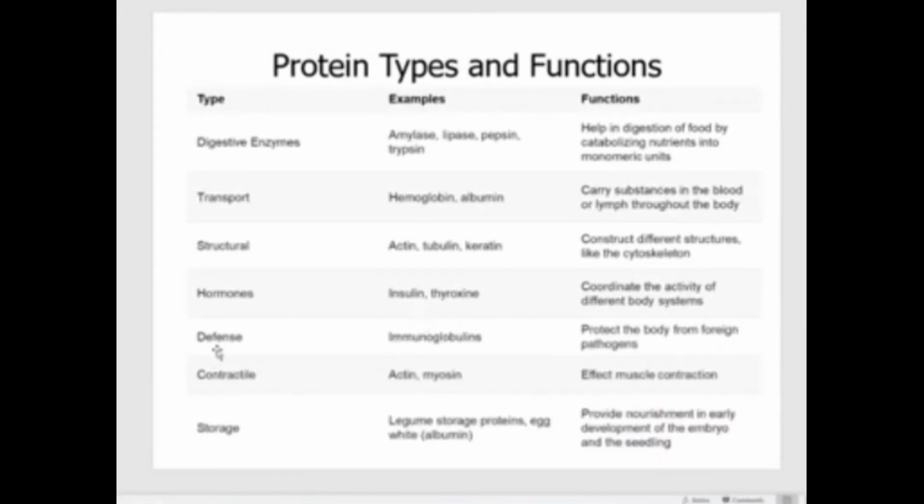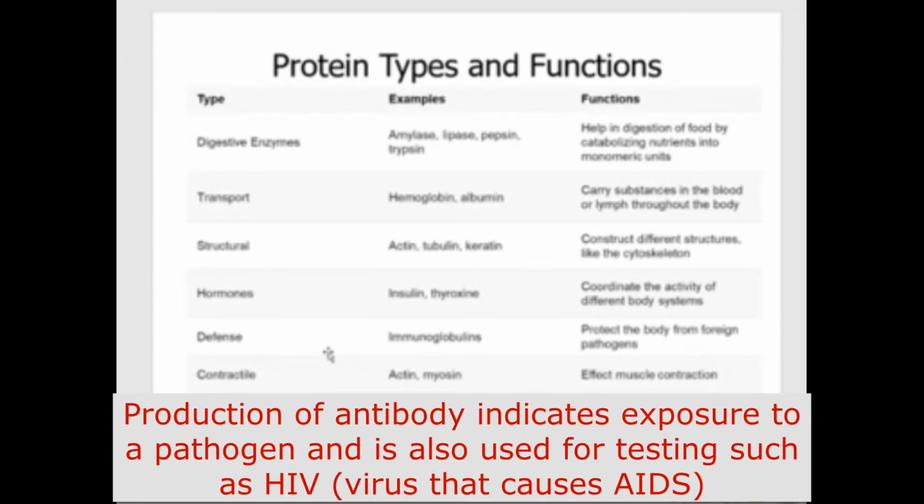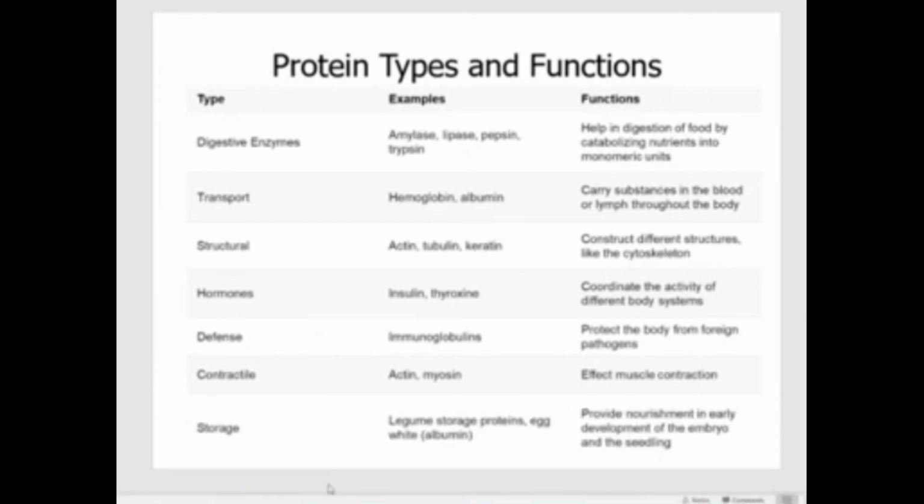Next one, defense, another very good example. When you get vaccinated, your body will produce antibodies. So next time if you're exposed to the same pathogen, those antibodies will be stimulated very, very fast, and they will protect you from those pathogens. Okay, so those antibodies are proteins.